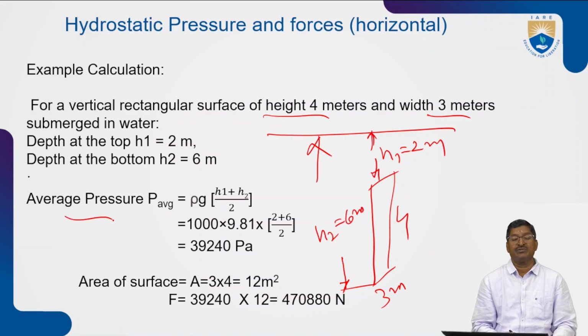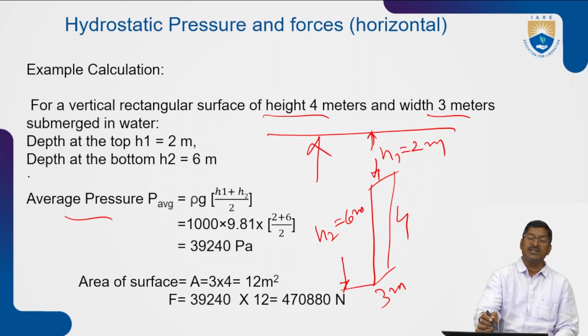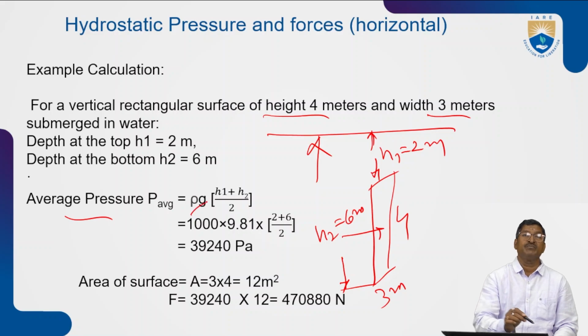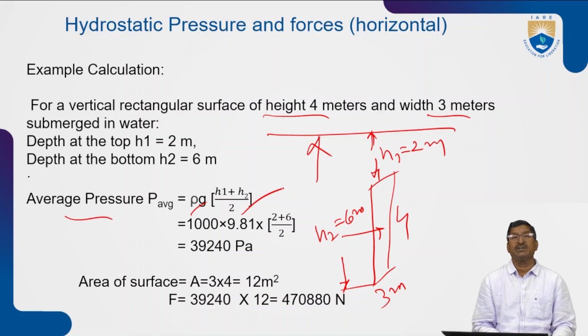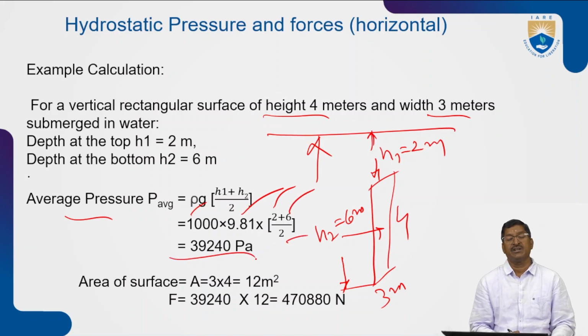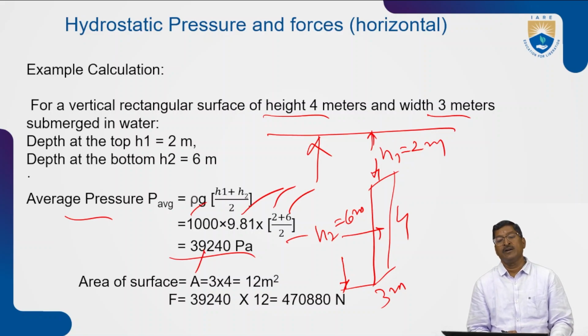Then the average pressure is equal to rho g h, where h means the average height, (H1 plus H2) divided by 2. So you will get the average pressure as rho g (H1 plus H2) by 2. Rho is the density of water, 1000 kg per meter cube, and g is the acceleration due to gravity, 9.81 meter per second square. H1 is 2 meters and H2 is 6 meters, divided by 2. If we do the calculation, we get 39,240 pascals, or 39,240 Newton per meter square.